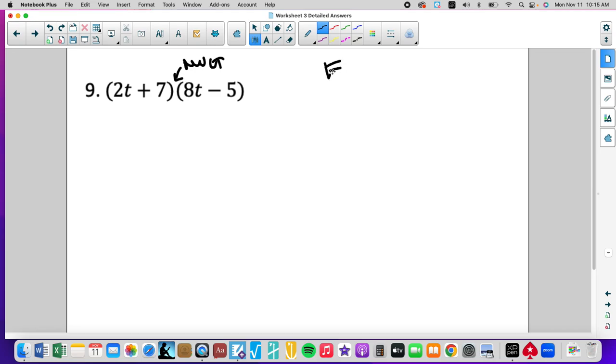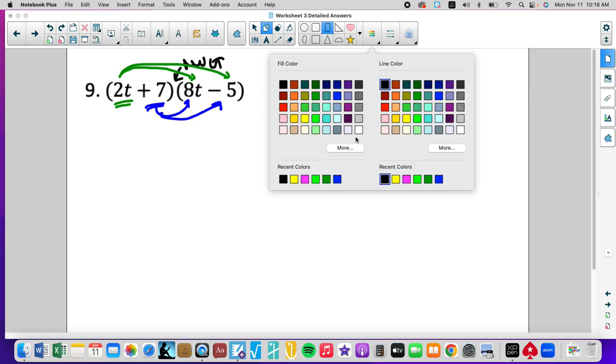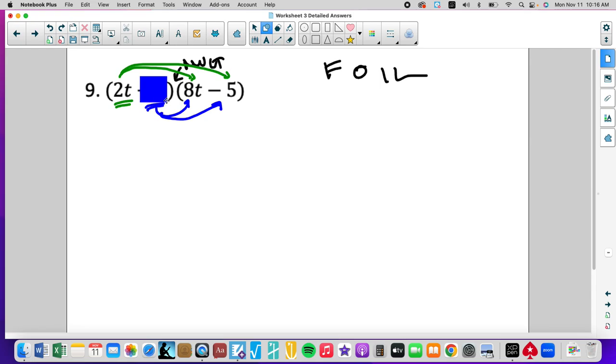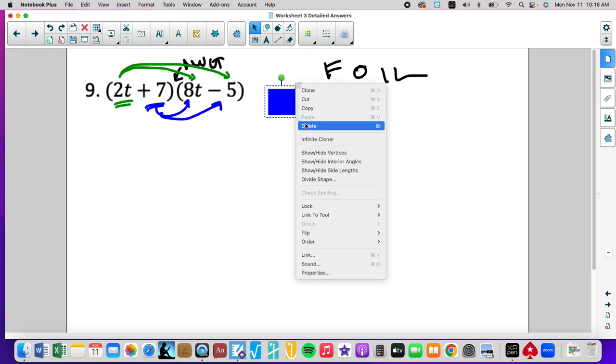And we're going to use FOIL, first, outer, inner, last. It's like a double distribution. We're going to distribute this into both of these terms. And then we're going to distribute this into both of the terms. So it's as if we're distributing and we don't see this. It's kind of like this. Let me show you. Sort of like when you see 2t distributed into that, and then you would see 7 distributed into both of those.